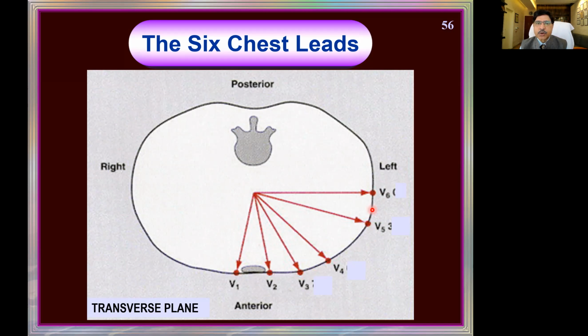Suppose there is dextrocardia, the heart is this way, then recording these leads will be no use. So all the four we have to put on the right side. In such a case, V1 becomes this side and V2 comes here, V2R, V3R, V4R, V5R, V6R. R means we have placed the lead on the right side.